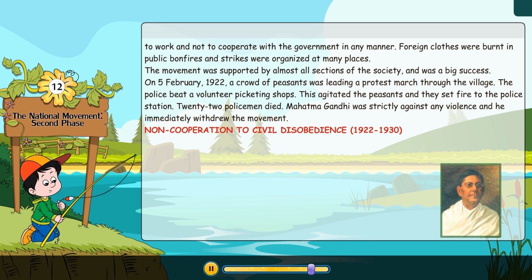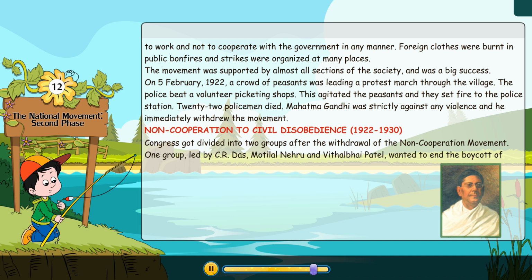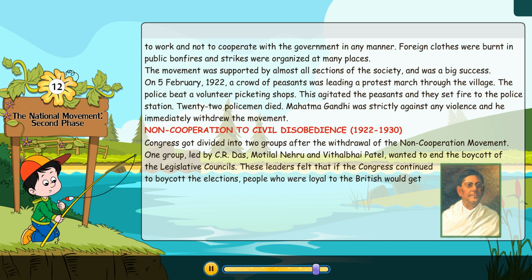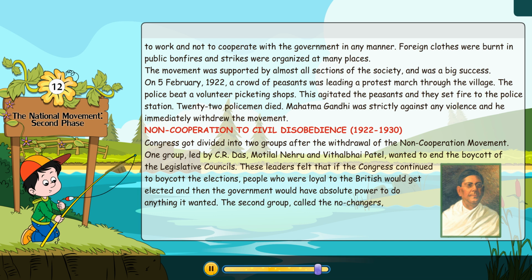Non-cooperation to civil disobedience, 1922 to 1930. Congress got divided into two groups after the withdrawal of the non-cooperation movement. One group, led by C.R. Das, Motilal Nehru and Vithalbhai Patel, wanted to end the boycott of the legislative councils. These leaders felt that if the Congress continued to boycott the elections, people who were loyal to the British would get elected and then the government would have absolute power to do anything it wanted.